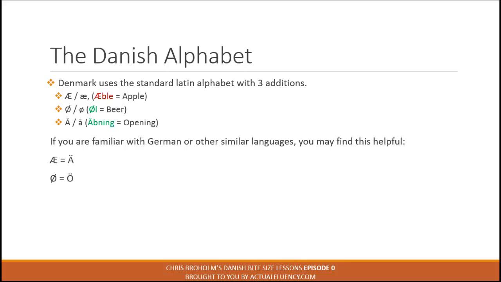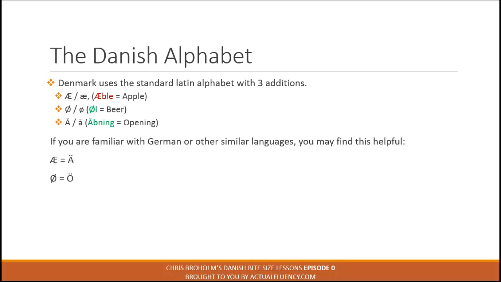For instance, the Æ kind of looks like an A and an E combined. It is the same sound as the German A with the dots above it, or umlaut as they call it. And likewise, the Danish Ø, which is the O with a line through it, is the same as the German O with the umlaut over it, the 2 dots. So there's a bit of a head start. Unfortunately, they do not have the Å, but that's part of learning Danish.